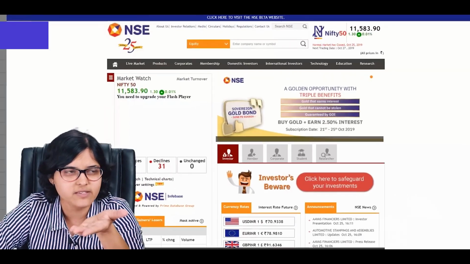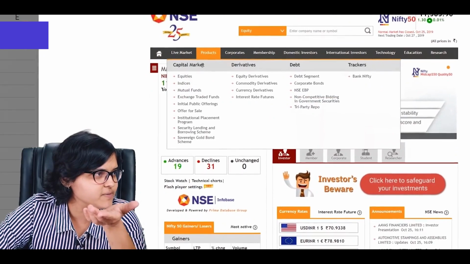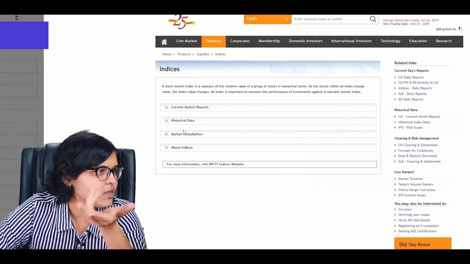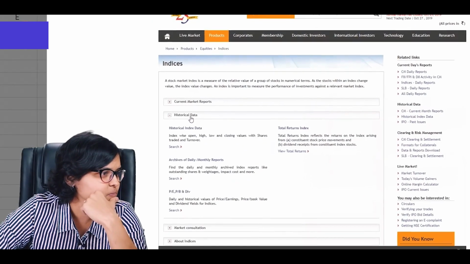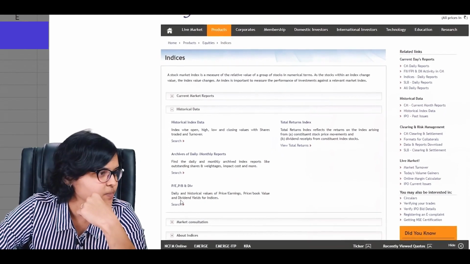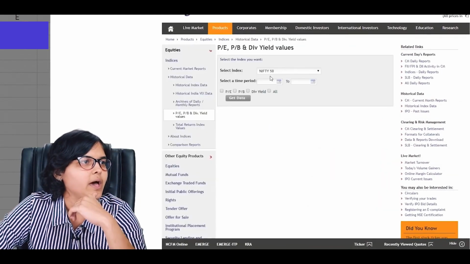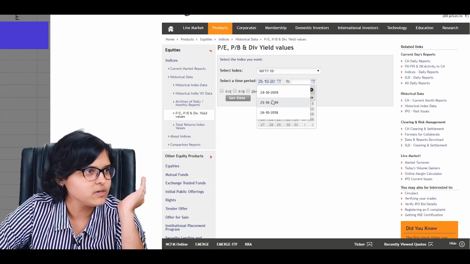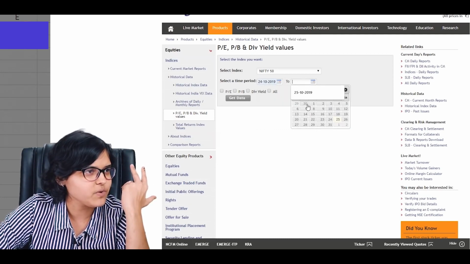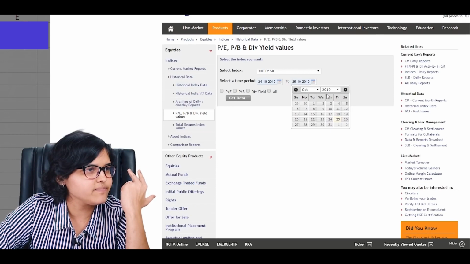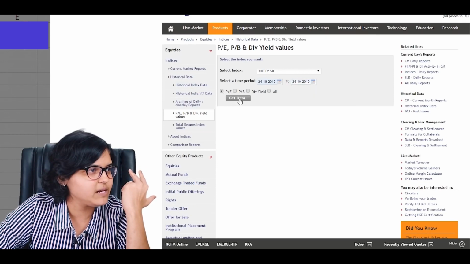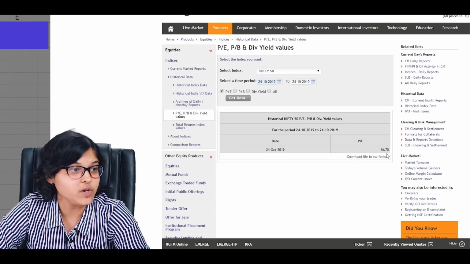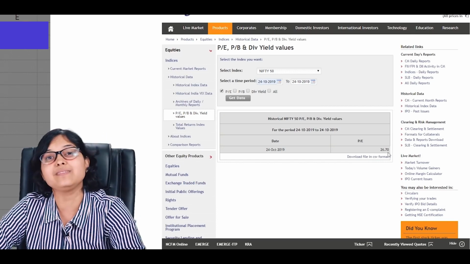I just go on to the NSE India website. Here you can go to products, go to indices, then go to historical data. And here you can see PE, PB and dividend. I just click here, and let's say I want the latest data. So we're talking about, let's say, the 24th, and I say get PE data for me. Here you can see that Nifty PE is 26.70.